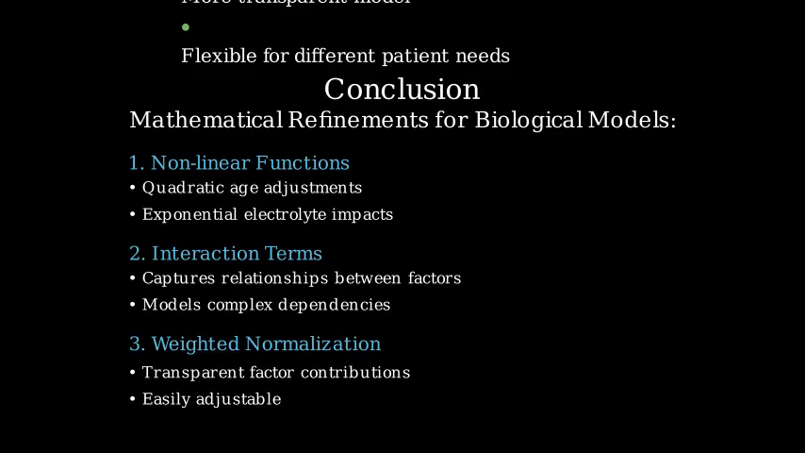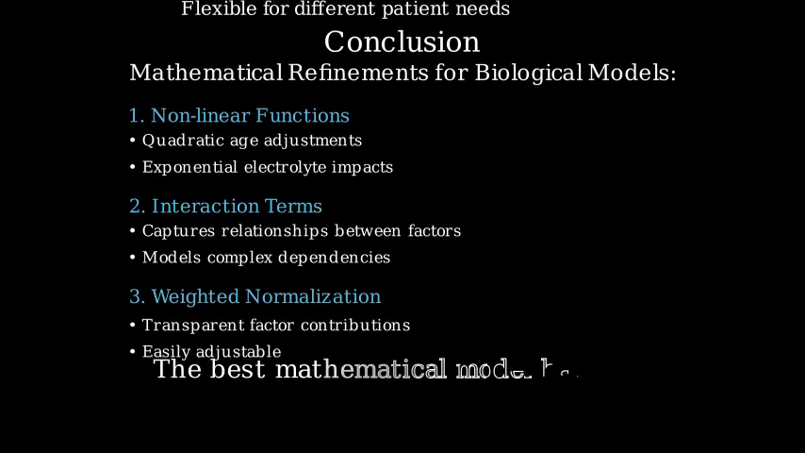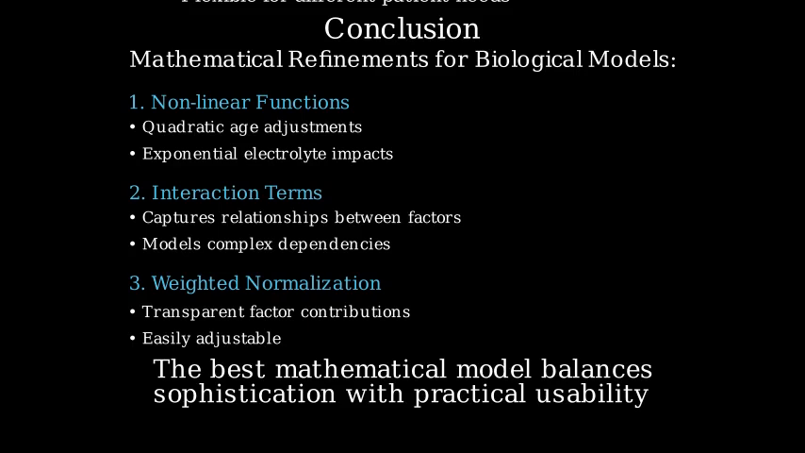1. Nonlinear functions for individual factors, such as quadratic age adjustments and exponential electrolyte deficiency impacts. 2. Interaction terms to capture how factors influence each other. 3. Weighted normalization to make the model more transparent and adjustable. By applying these mathematical refinements, we can create models that more accurately reflect the complex relationships in biological systems, leading to better predictions and more personalized medical treatments.